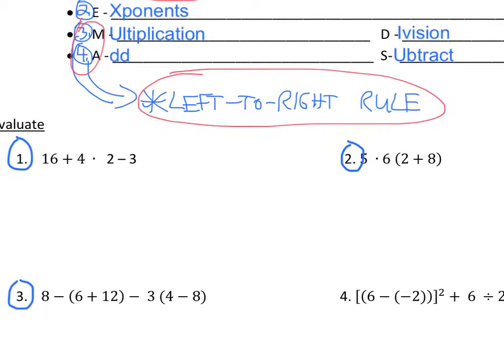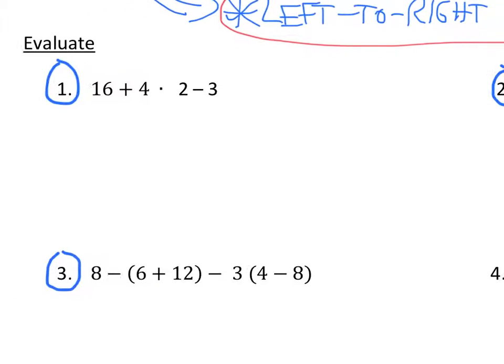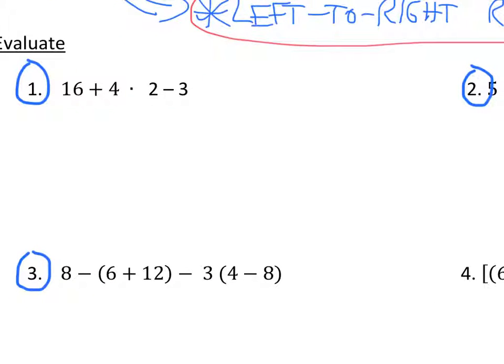All right, so let's make this a little bit bigger. Okay, let's look at number 1. I'm going to circle the operations here. I have addition, the dot means multiplication, and then I have subtraction. Multiplication comes before addition and subtraction, so this is what we're going to do first. It's real important to show your work. So 4 times 2 is 8. So we do that first.